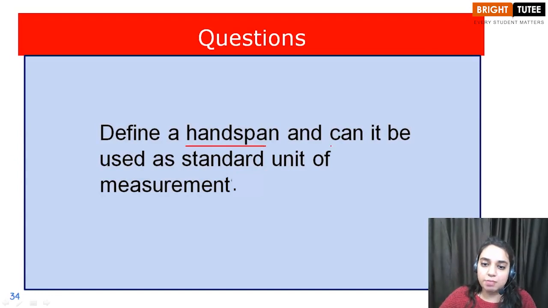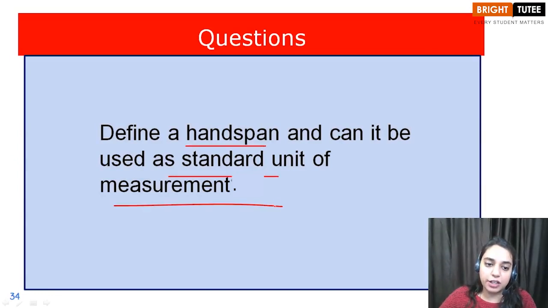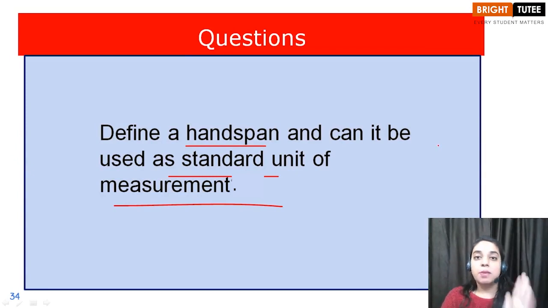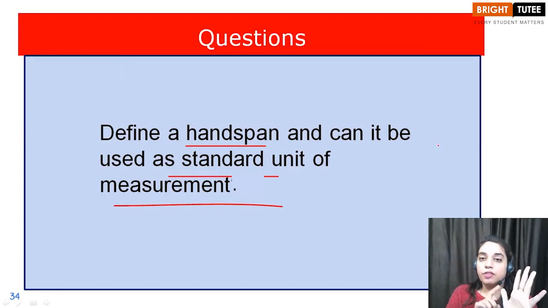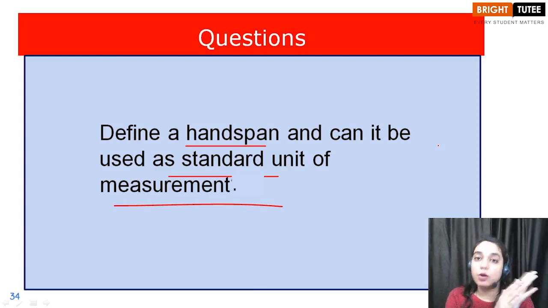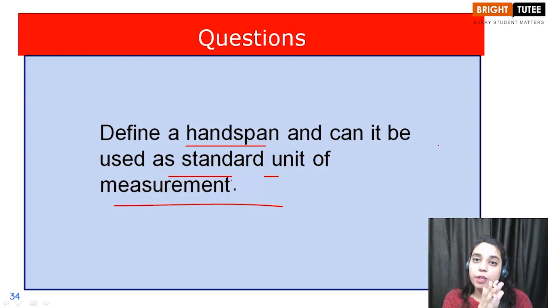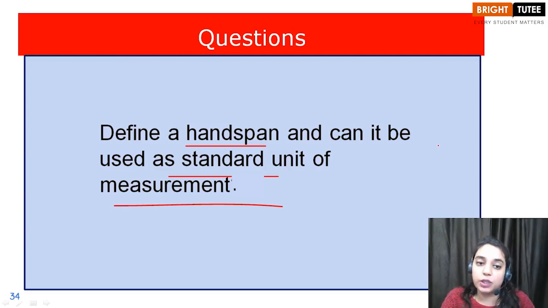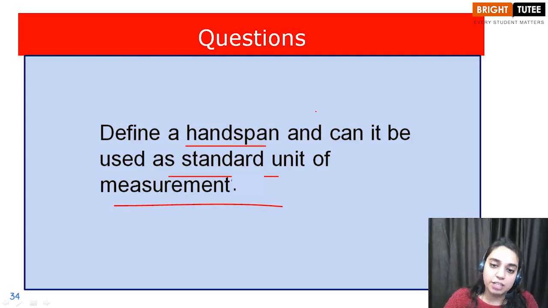Define a handspan and can it be used as a standard unit of measurement? So children, what is a handspan? Handspan is the measure from the tip of your thumb to the tip of your little finger of an outstretched hand. This is an important point, that your hand should be outstretched, and when you measure from the tip of your thumb to the tip of the little finger, it is known as the handspan.